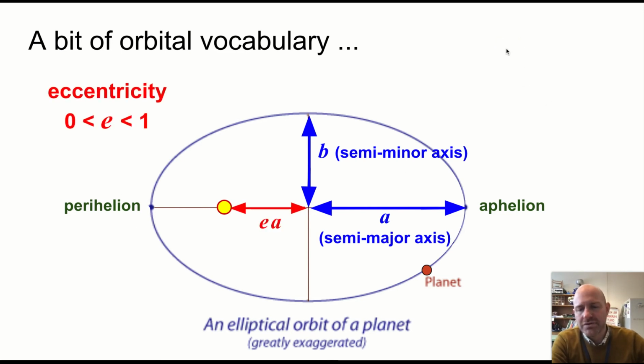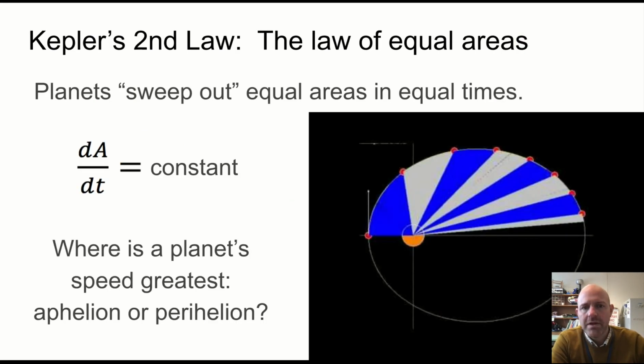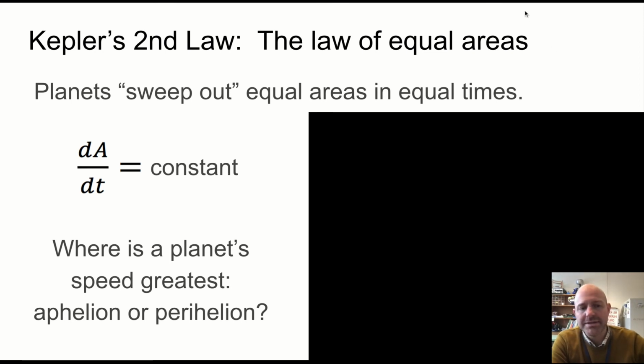There's also the eccentricity, which is a factor between 0 and 1 multiplied by the semi-major axis, which tells us how far the focus is from the center of the ellipse. And for a circle, this is 0 because the two foci are at the same place. Kepler's second law is that a planet sweeps out equal areas in equal times.